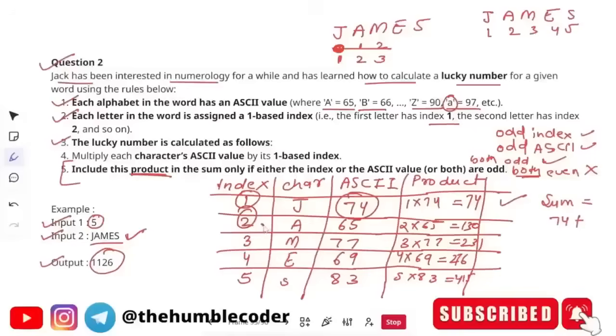Now, in case the ASCII value is also even, I am not going to take the product of this value. But see, the ASCII value is not even, it is odd, so I am also going to take the product of these values, which means 130.